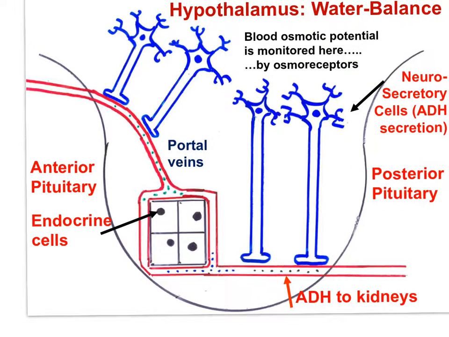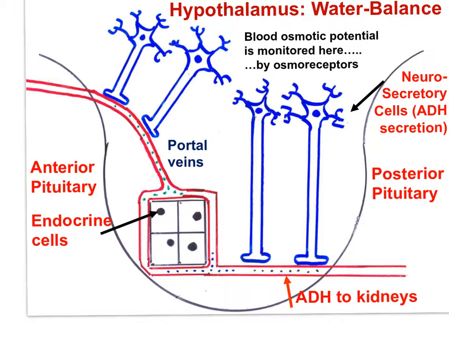This is a diagram of the pituitary just below the base of the brain. The posterior pituitary is on the right of this image. At the base of the brain is the hypothalamus, and the hypothalamus monitors the water balance of the blood. The osmoreceptors in the hypothalamus monitor the blood osmotic potential.